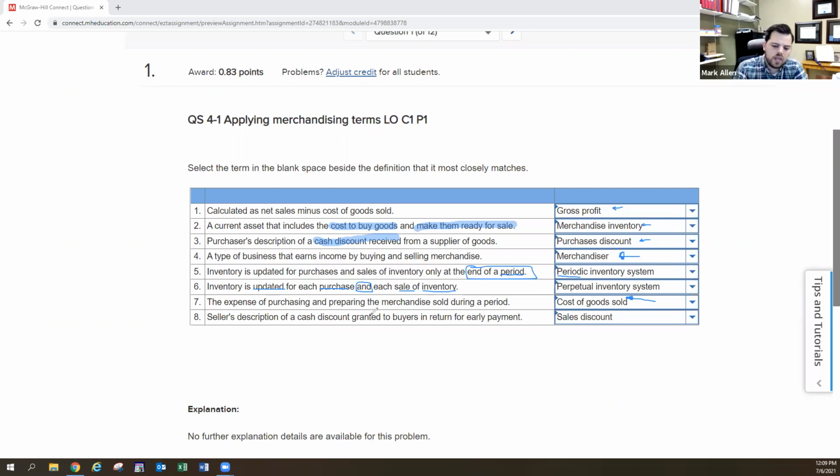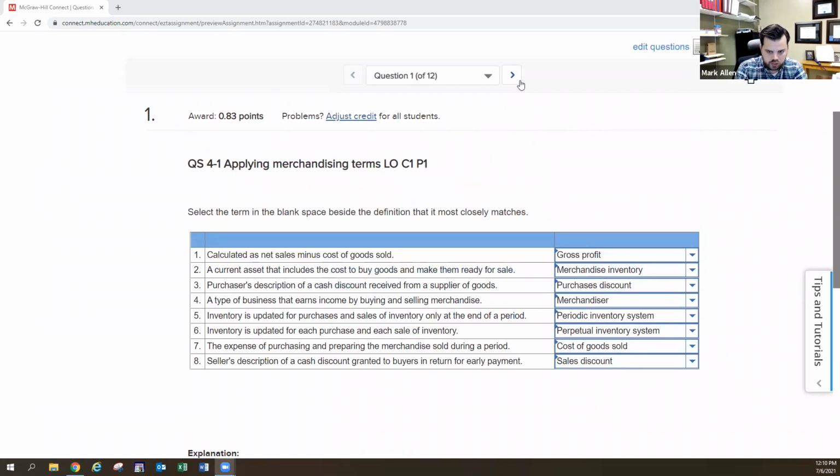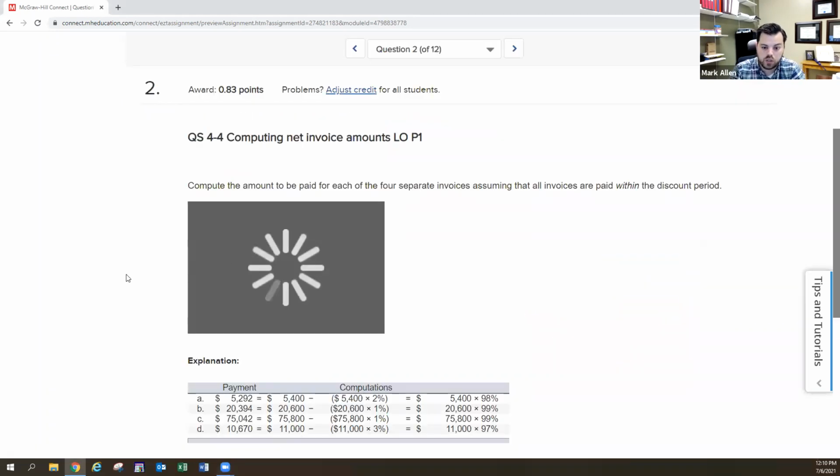And then, of course, this is kind of the opposite of what we saw earlier with the purchase discount: the sales discount. And this is the seller's description of a cash discount granted in return for early payment. And this will be a very important idea in this chapter as we'll get into a lot of terms of sales and other things like that as we move through this chapter. So that wraps up number 1. So with that, we'll go ahead and move into number 2.